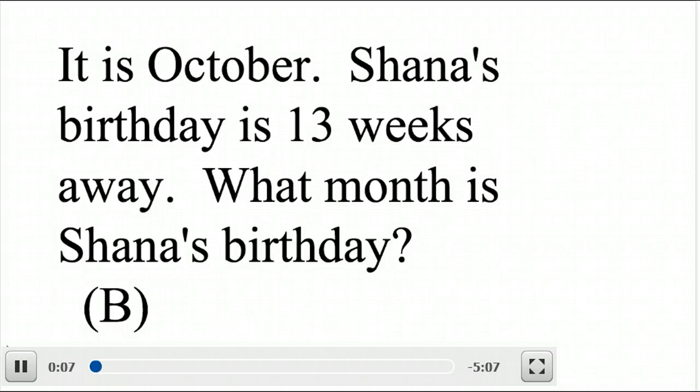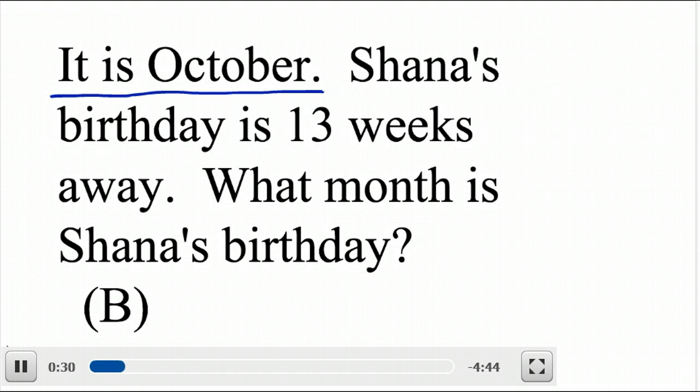The problem says it is October. Shayna's birthday is 13 weeks away. What month is Shayna's birthday? Now, when I look at this problem, there's a couple of things we need to look at. First, we need to identify what month it is, and that month is October.